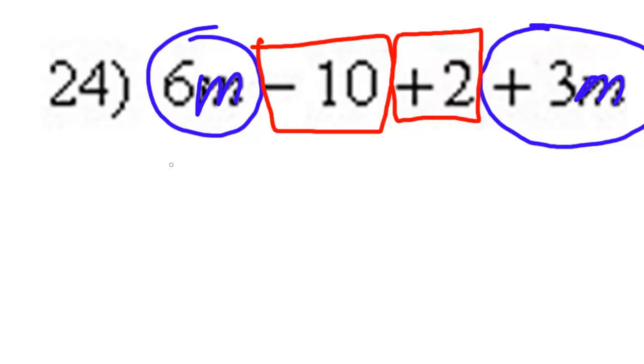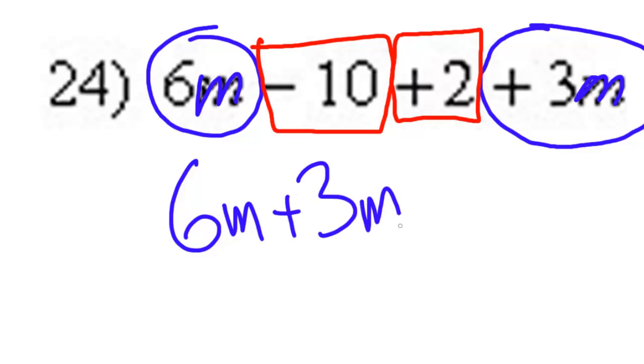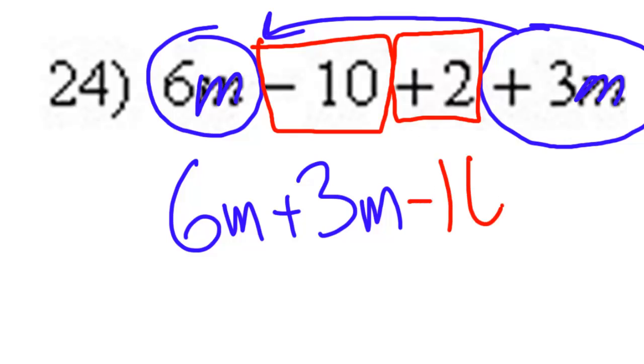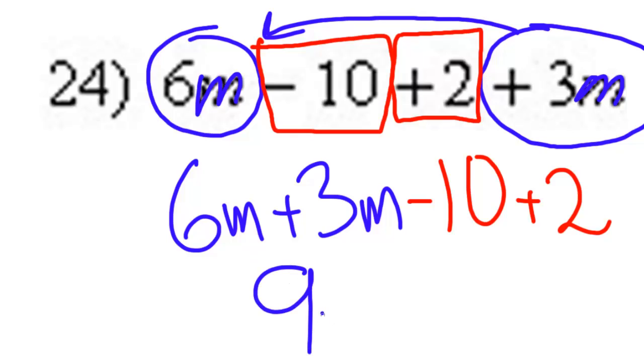So I'm going to write 6m, do that in blue, 6m plus 3m. And this is how I want you guys to write it. I want you to rearrange it when it's sort of out of order like this, right? So we are moving this so they're next to each other. And then here we have minus 10 plus 2. I know that 6m plus 3m is 9m. And here we have negative 10 plus 2, and that's going to be negative 8.